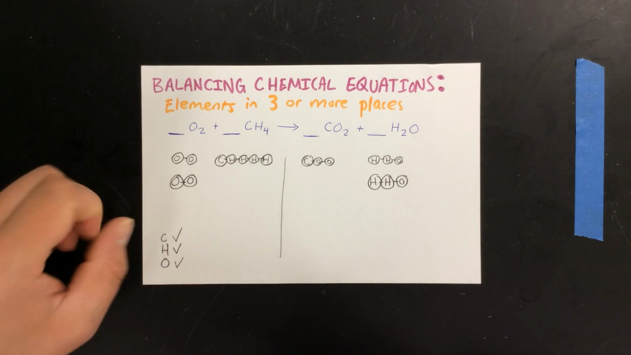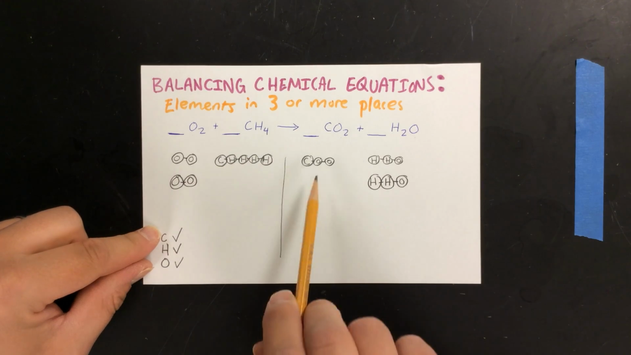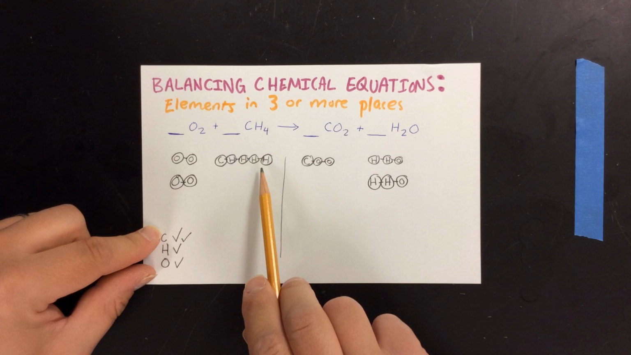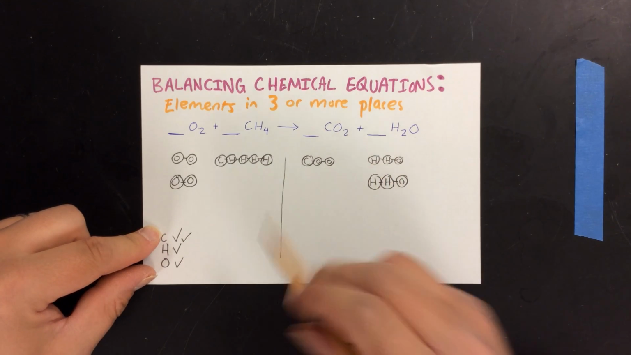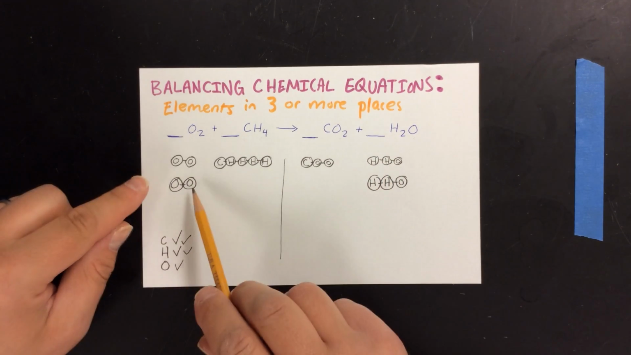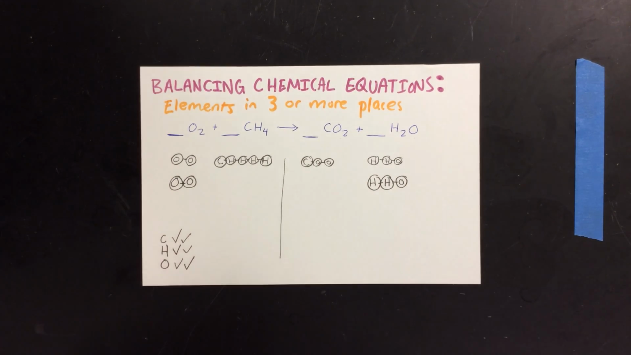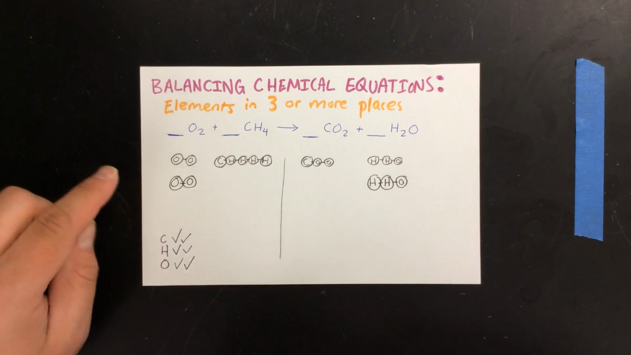Finally, it's time to double check. I've got 1 carbon before, 1 carbon after. Check. I've got 4 hydrogens before, 4 hydrogens after. Check. And I've got 4 oxygens before and 4 oxygens afterwards. Check. So the key is, whenever you have an element in 3 or more places, you always want to save it for the end and balance the other elements first.